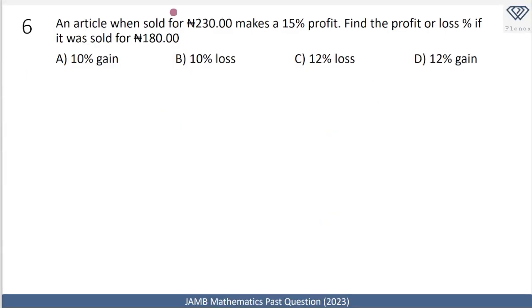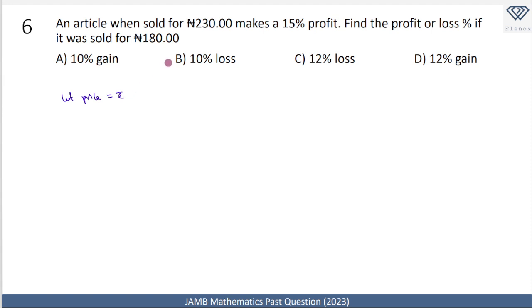So moving on, we're told that an article when sold for 230 naira makes a 15% profit. Find the profit or loss percent if it was sold for 180. So we're told that an item, let's call the price of the item X. Let the price be equal to X.